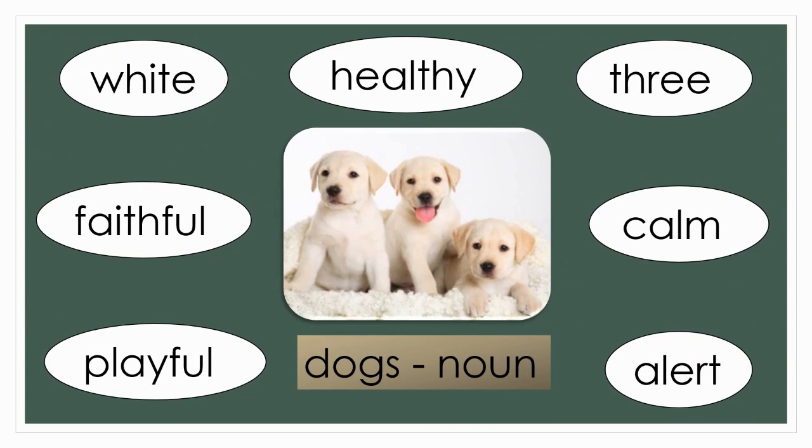The next picture is of dogs. So, dogs is the noun here, and around it the words are used to describe this picture. The words are white, healthy, three, faithful, calm, playful, and alert. For example, there are 3 dogs. These are white dogs. In this way, these words are describing the word dogs. They are telling us more about the dogs. So, these are the adjectives which are describing the noun dogs.